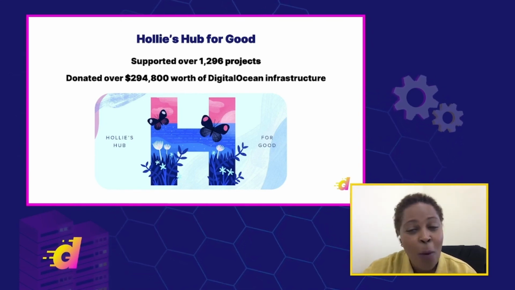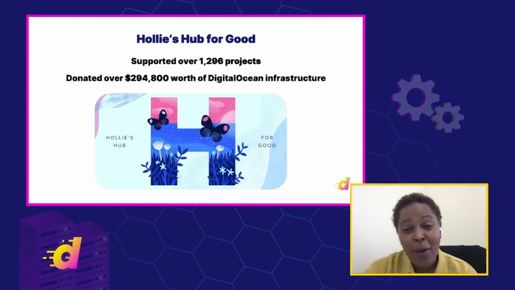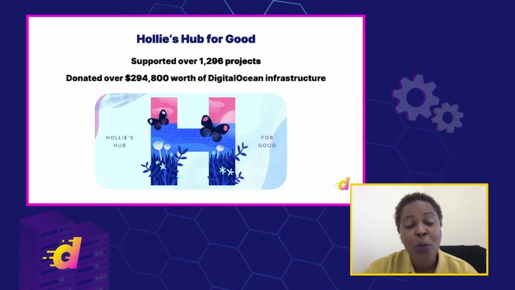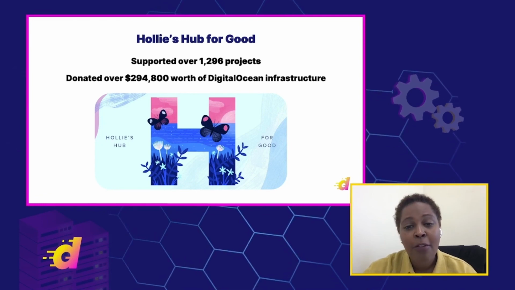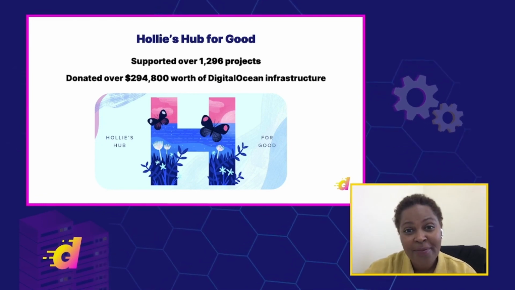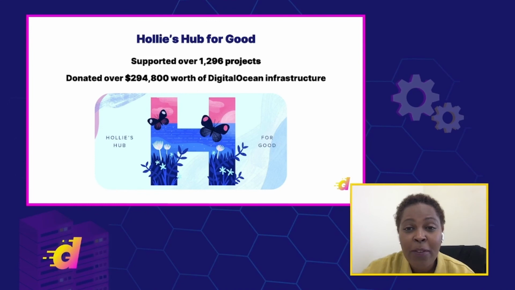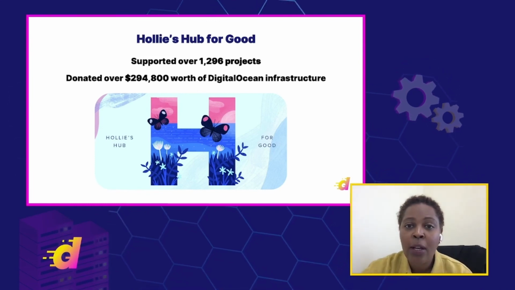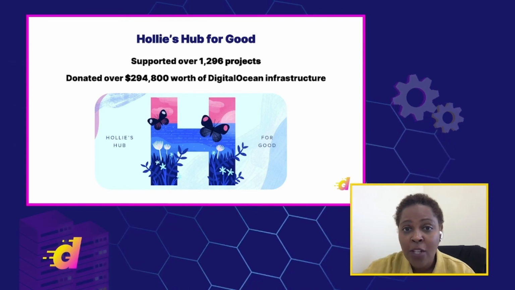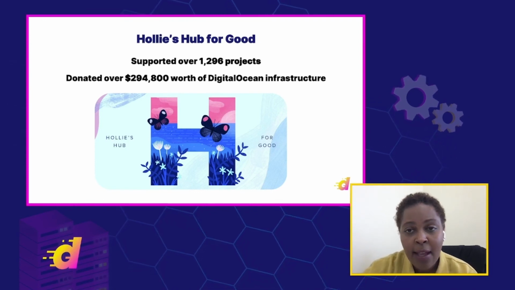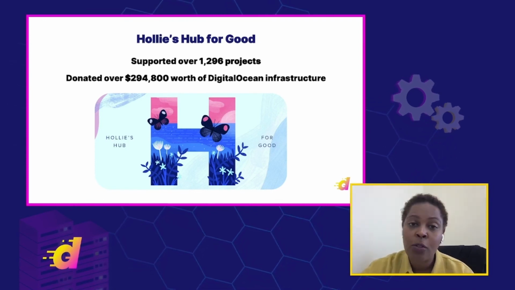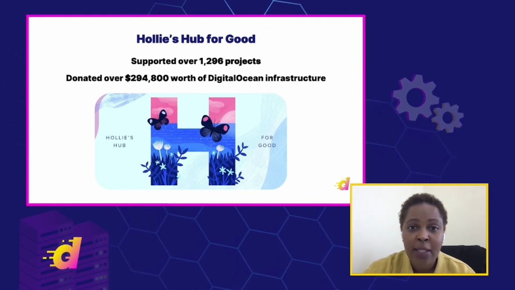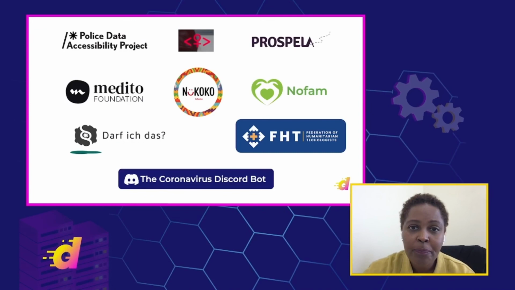We are allocating 1% of our pre-IPO equity valuation, around $50 million, to expand Hollie's Hub for Good for the next 10 years. Since our launch, we have sponsored almost 1,300 projects. And moving forward, Hollie's Hub for Good will include projects to help bring more people into tech, step up our commitment to open source software, and be the vehicle to ensure our sustainability moving forward.